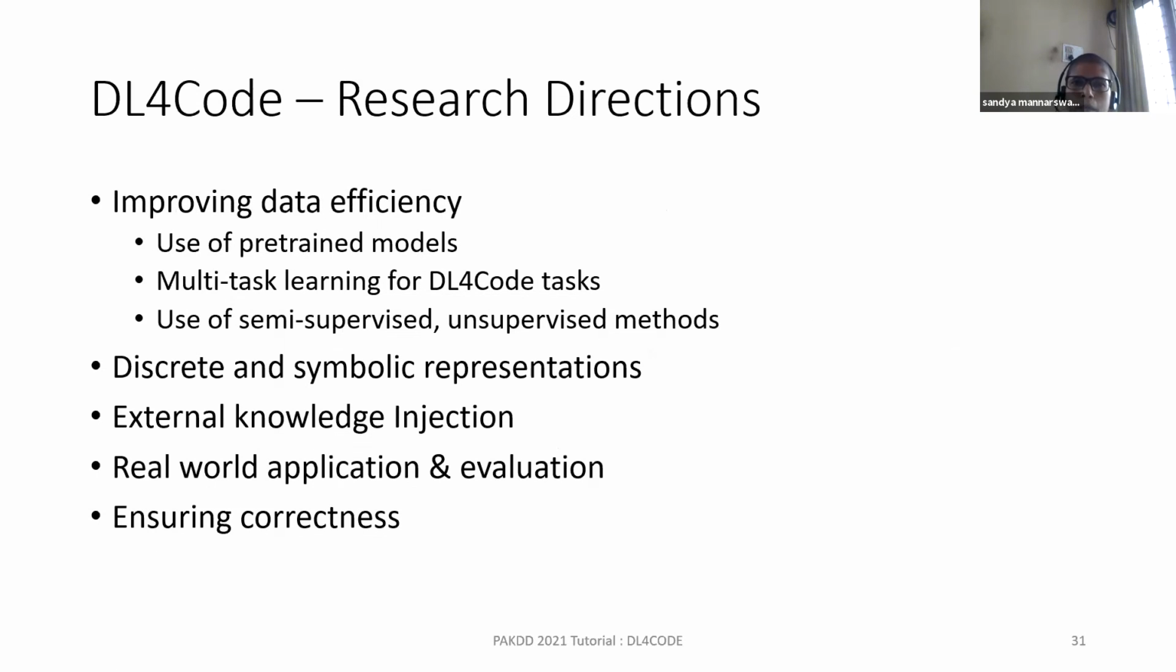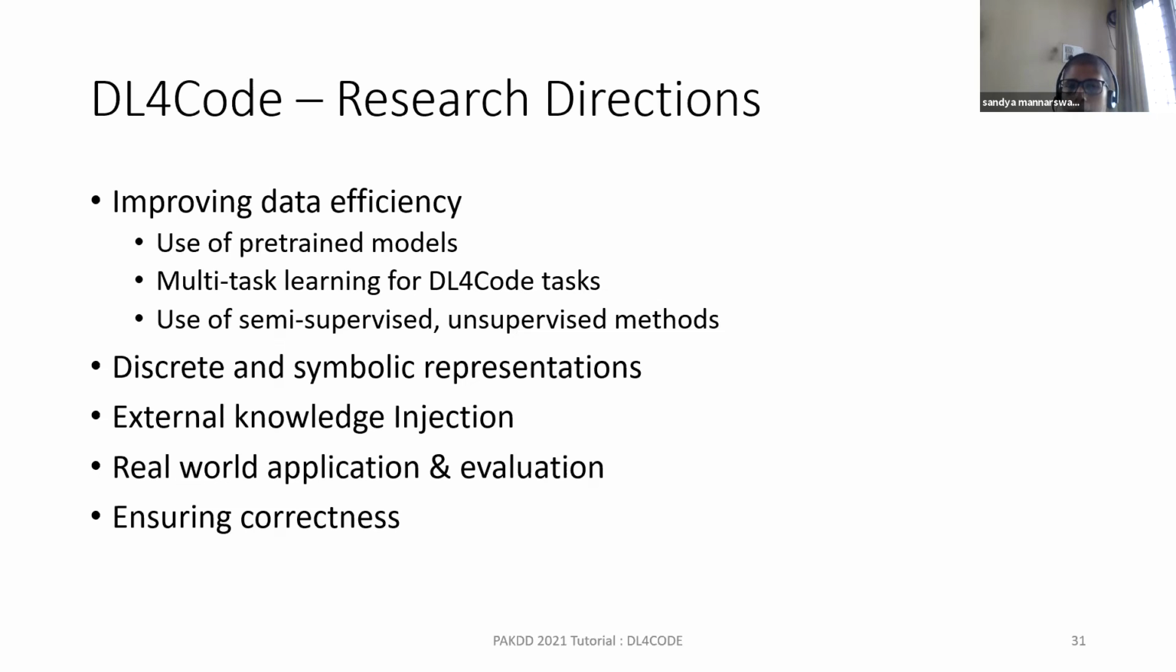So the areas where research needs to happen: how do we ensure correctness? How do we build real world applications, data sets, and benchmarks? The most important thing, I think, as somebody talked about in the question answering, can we use either transfer learning, multitask learning, or use of pre-trained models? So these are some of the areas to think about going forward.